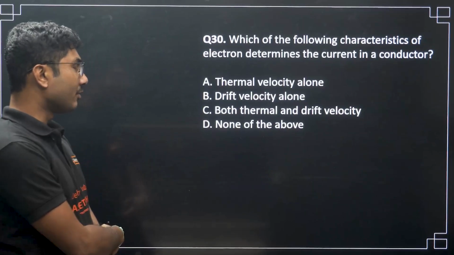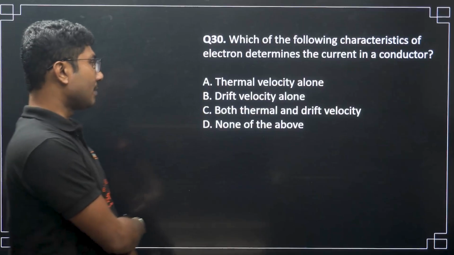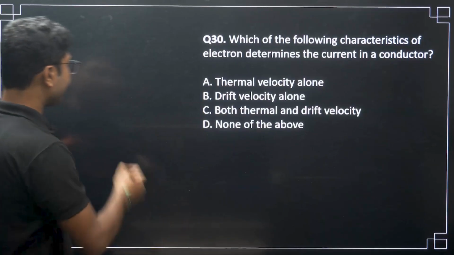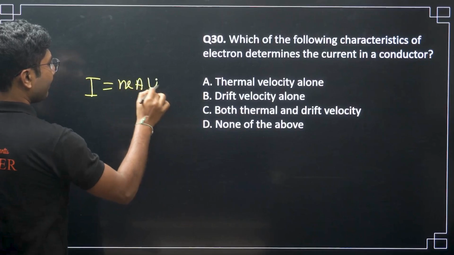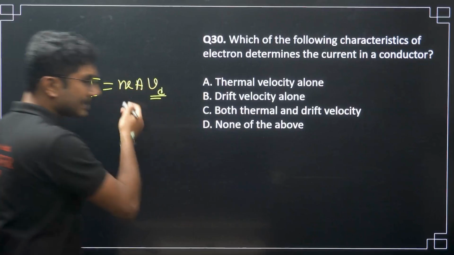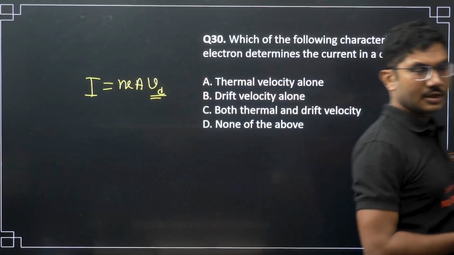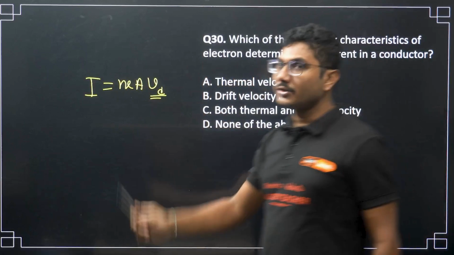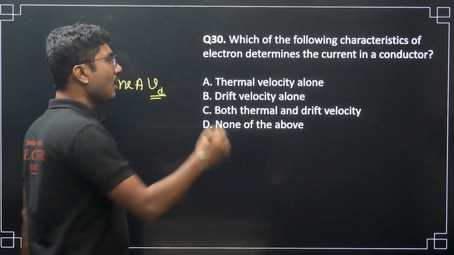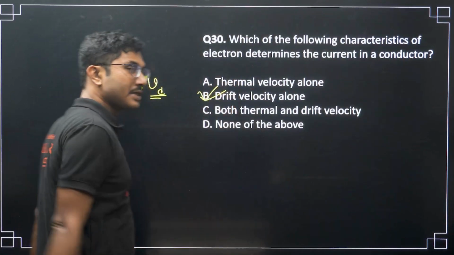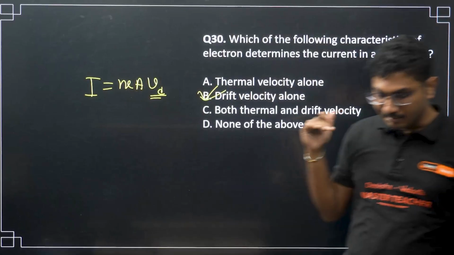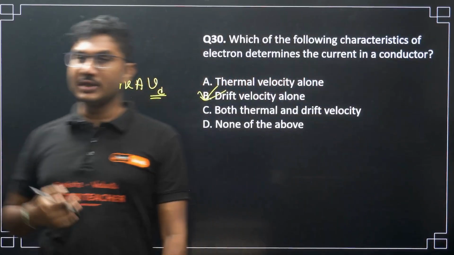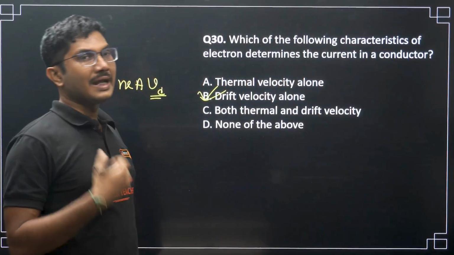Which of the following characteristics of an electron determines the current in a conductor? Thermal velocity alone, drift velocity alone, both thermal velocity and drift velocity, none of the above. So current in a conductor is given by nEAVd. So this is drift velocity. Is there any thermal velocity present in this equation? There is no thermal velocity present in this equation. That means only drift velocity determines the current in a conductor, not thermal velocity. The mean or average thermal velocity will be 0, so it will not play any role.